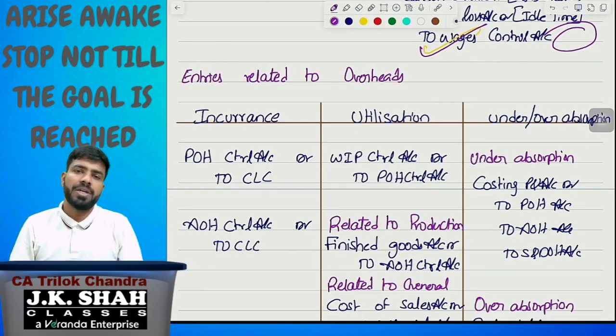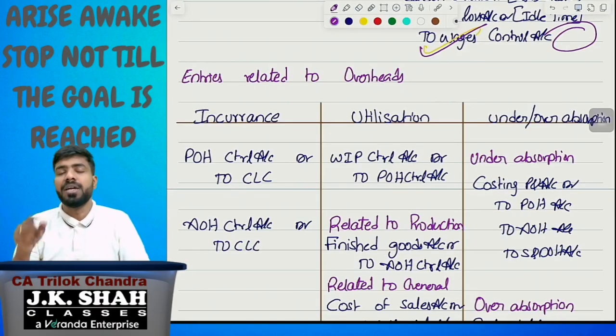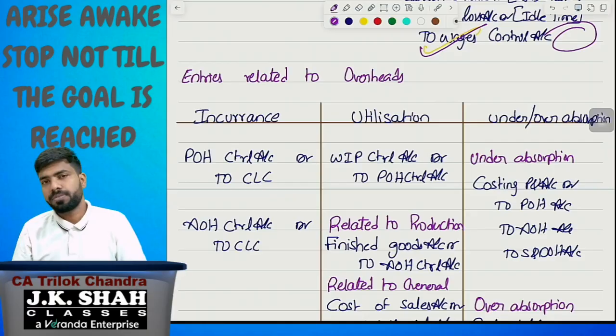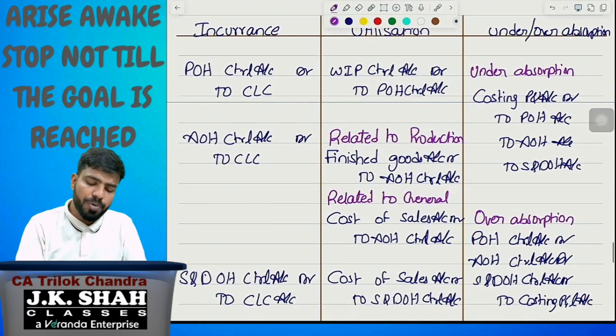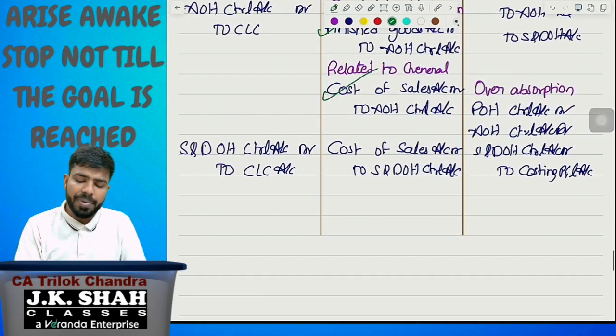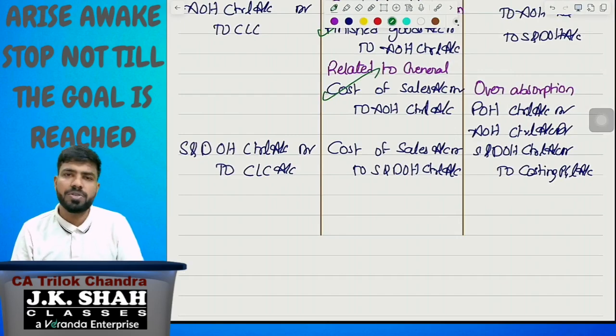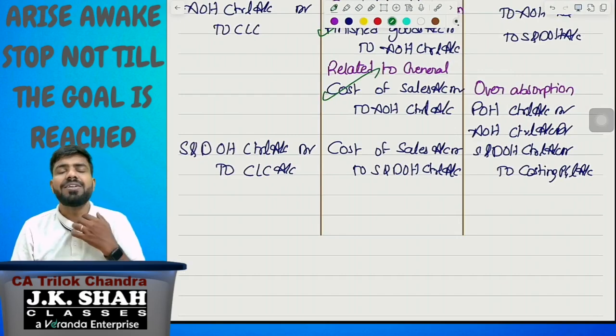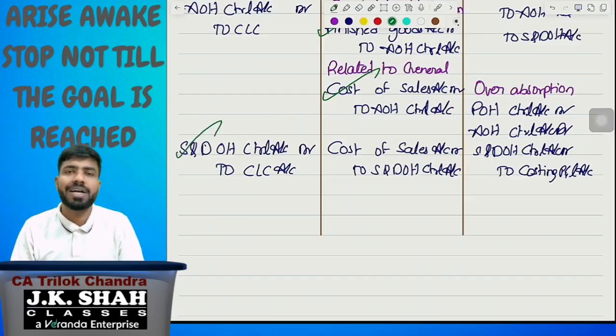Administration overhead general will not be considered for stock valuation. General expense will not be considered for stock valuation. It will be added to the cost of sales. So debit the cost of sales. Look at here. If it is related to production, debit the finished goods account. If it is general, debit the cost of sales account. Cost of sales to administration overhead. At last, selling and distribution overhead. Incurrence entry, selling and distribution overhead account debit to CLC account. Absorption entry, selling and distribution overheads will be added to cost of sales. So cost of sales account debit to selling and distribution overhead account.